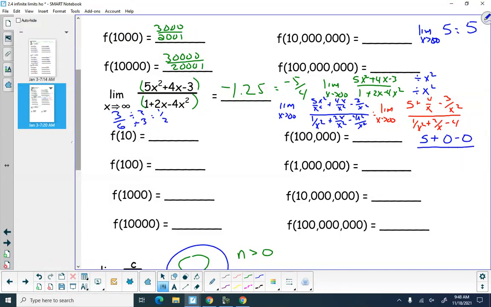It's just going to get there faster if you want to think of it that way, because I'm squaring my x value. Then on the bottom, I have 1 over x squared. That gives me 0. 2 over x, I get 0. And if I increase my x value for just the constant of negative 4, I'm going to still get negative 4. So we're left with 5 plus 0 minus 0, which is 5 on top, and negative 4 on the bottom, which gives me negative 5/4.